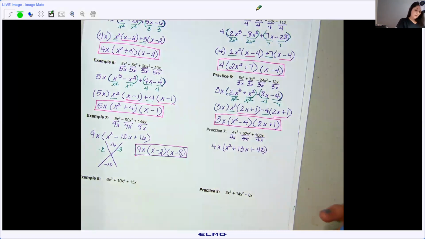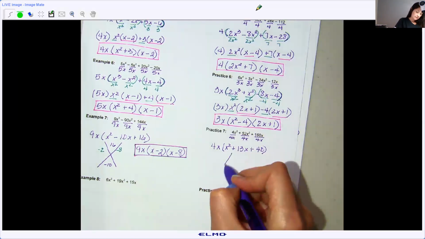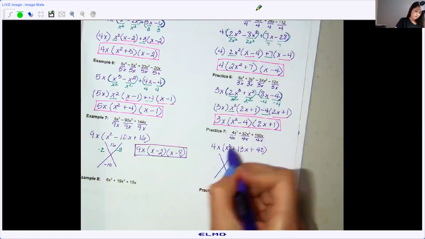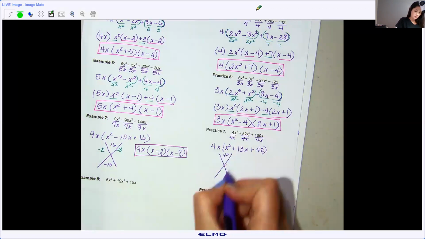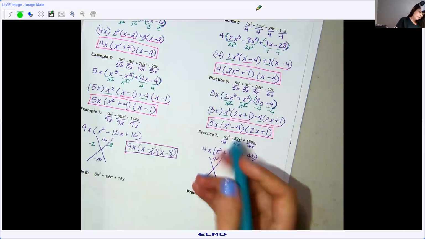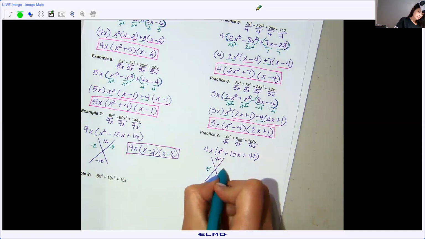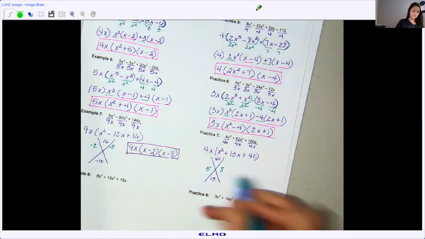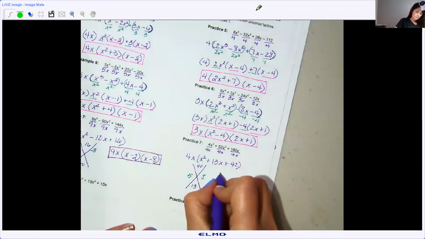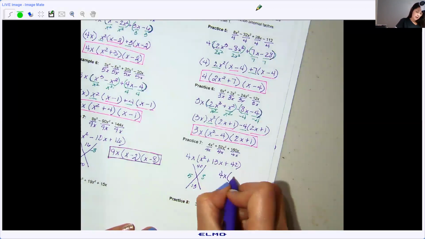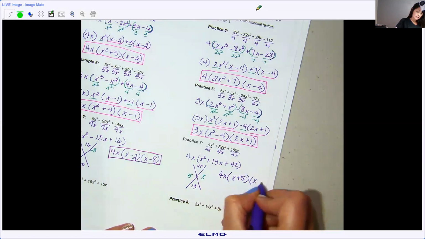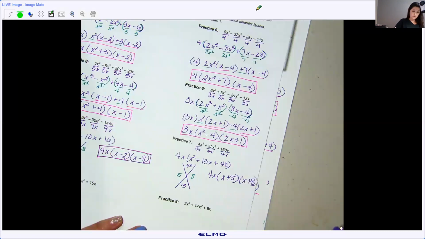Okay, now I'm going to do my x here, and 40 times 1 is 40, and then 13 goes in the middle. All right, so I'm looking at this, and I know 5 times 8 is 40, and 5 plus 8 is 13. So can't forget the 4x we factored out, and then we have x plus 5 and x plus 8. And there we have it.